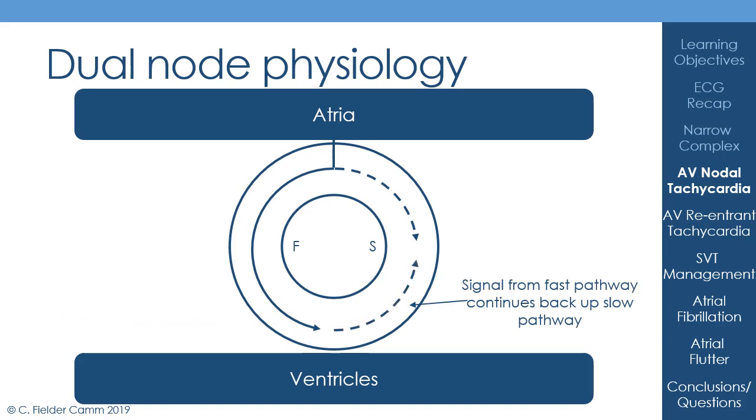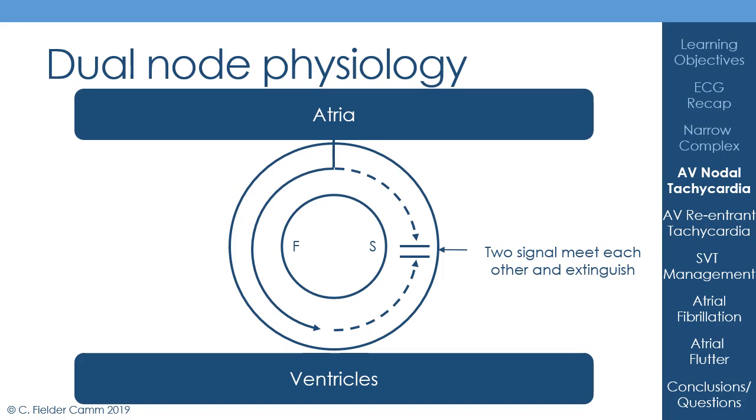And the signal then continues back up from the fast pathway. It continues retrograde up the AV node via the slow pathway because the pathways are connected at both the top and the bottom, like a donut. And so these two signals will meet each other in the middle and they extinguish one another. Okay, and so this is what happens each beat. So the signal goes down both the fast and slow pathway, the ventricles are depolarized by the fast pathway, and then the signals are extinguishing one another as the signal goes back up the slow pathway and meets that downward signal in the middle somewhere.